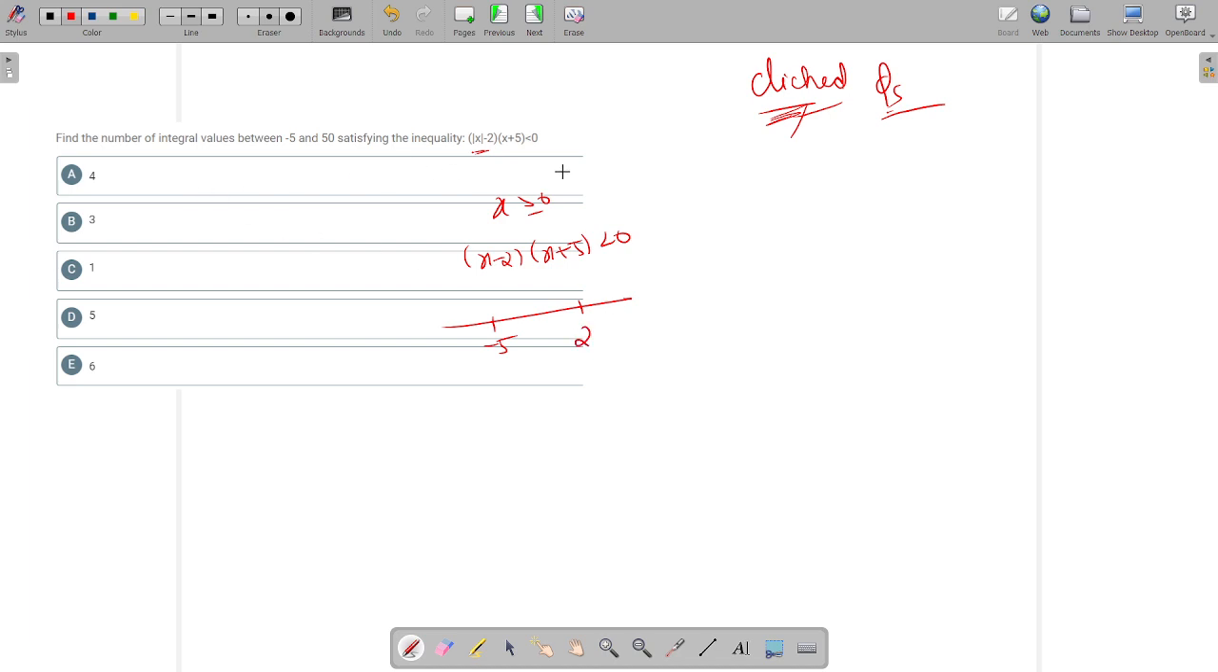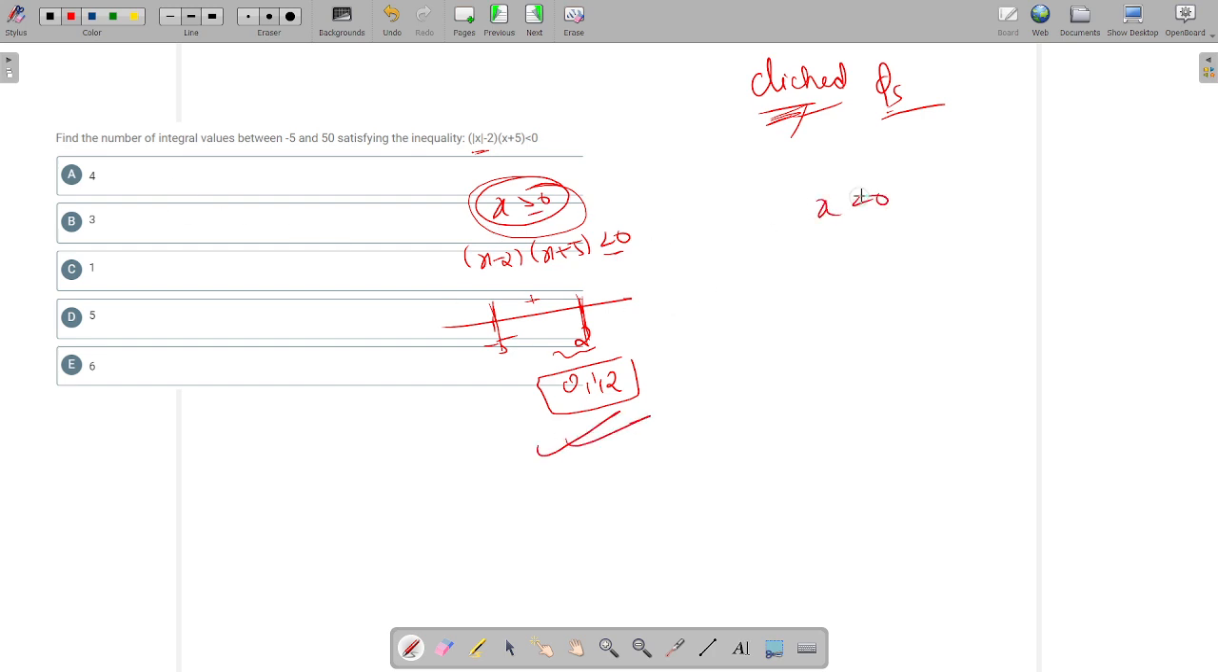Okay, now we know that x is greater than or equal to 0. Since it is less than 0, the inside value will be taken, starting from minus 5 to 2. Now since x is greater than or equal to 0, only positive values are to be considered, that is 0, 1, 2. So 0, 1, 2, three values we got.